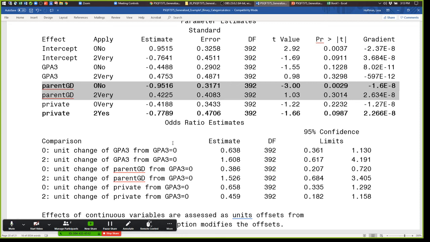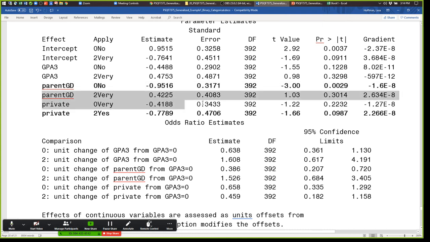Sometimes, right? If you are deciding between maybe and no, you are less likely to say no if your parents have a graduate degree. That's the first one. If you are deciding between maybe and yes, you're more likely to say yes, but not significantly, if your parents have a graduate degree.